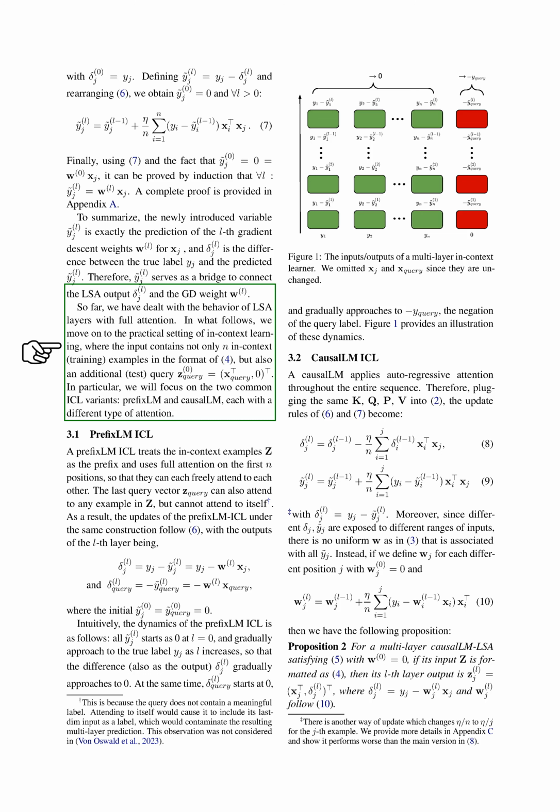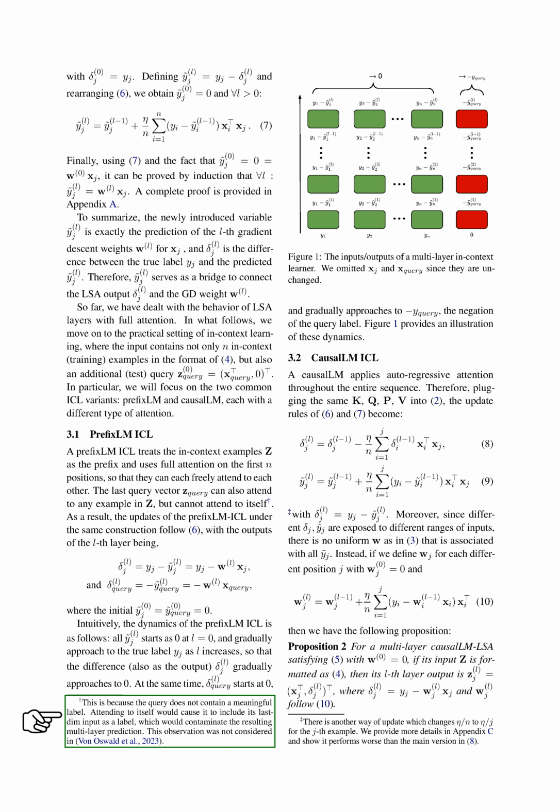Section 3.1: prefixLM ICL. In this section, we'll discuss two types of in-context learning, ICL, models: prefixLM ICL and CausalLM ICL. Starting with prefixLM ICL, this model treats the in-context examples, denoted as Z, as the prefix. It uses full attention on the first n positions, allowing each of them to freely attend to each other. The last query vector, denoted as Z_query, can also attend to any example in Z, but it cannot attend to itself. This is because the query doesn't contain a meaningful label, and if it were to attend to itself, it would include its last dimension input as a label, which would contaminate the resulting multi-layer prediction.